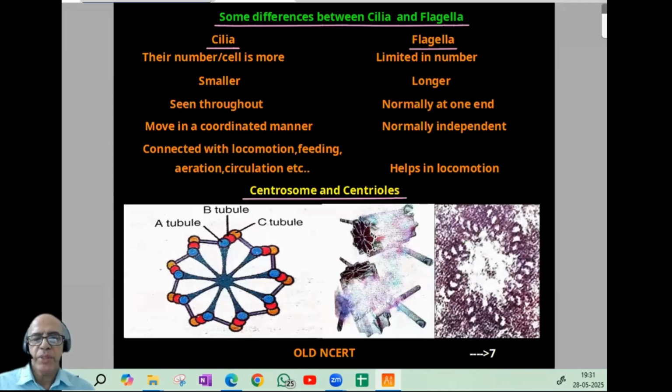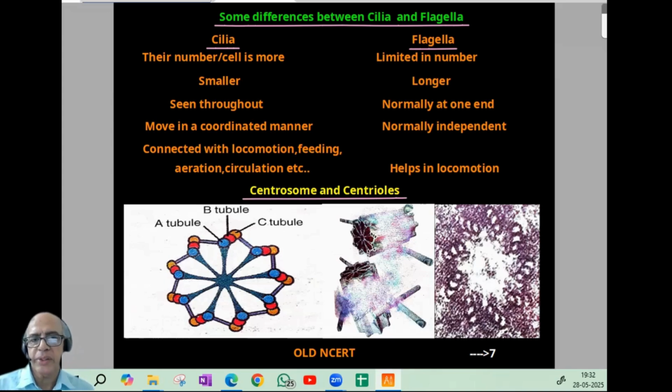Some differences between cilia and flagella. Theory question. Cilia: their number per cell is more. Flagella: limited. Cilia are smaller, flagella longer. Cilia are seen throughout the cell, flagella normally at one end. Cilia move in a coordinated manner, connected with locomotion, feeding, aeration, circulation. While flagella are normally independent. A limited number will be independent and help in locomotion. That is regarding cilia and flagella.